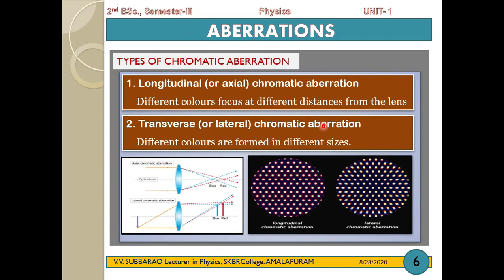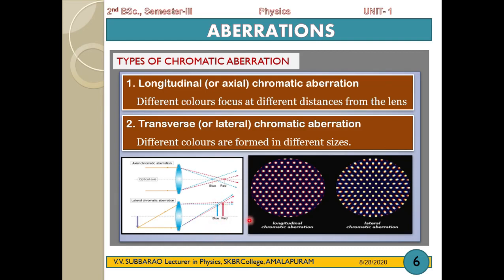Now coming to transverse chromatic aberration or lateral chromatic aberration. Let us consider a distributed object here and it forms images in different colors and in different sizes. The height of the image formed in blue color will be less compared to the height of the image formed in red color.